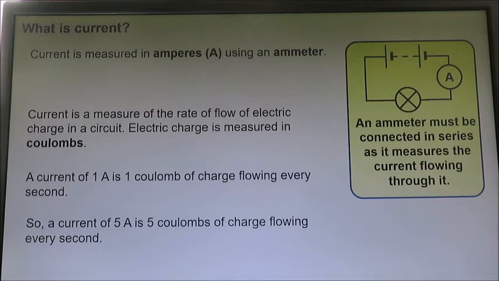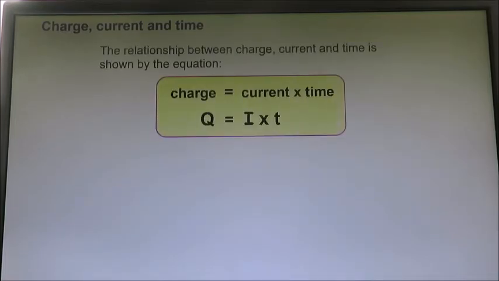Now, there's a formula that you need to be able to work this out. You've got a relationship between charge, current and time. This is one that you have to be careful of because the letters don't necessarily correspond to the words that they're describing. So in this case, the formula is charge equals current multiplied by time. So Q, which represents charge, equals current, which is I, times T, which is time.